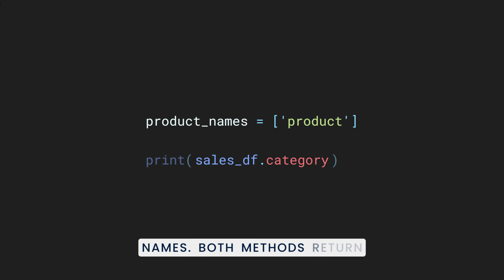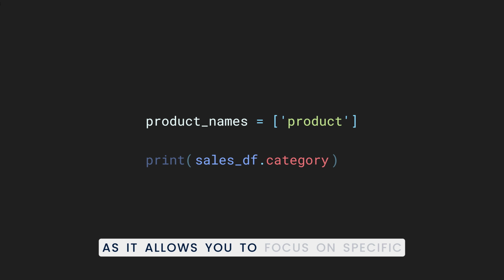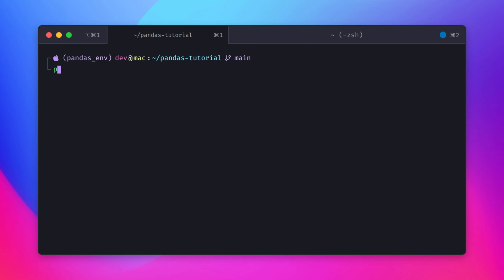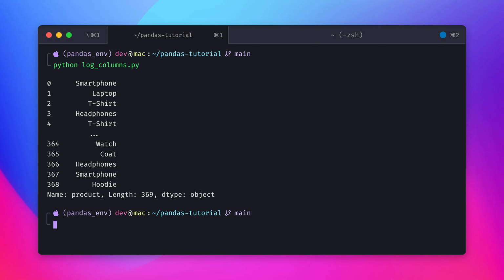Both methods return a Pandas series object, which is a one-dimensional labeled array. Accessing columns is fundamental for data analysis, as it allows you to focus on specific variables or features in your dataset. Now to see how series objects look, let's run the script that prints the category column as a series. The output shows the values in the product column as a Pandas series. Each row is indexed, and the value for each index is displayed. This is useful for quickly checking the contents of a specific column.